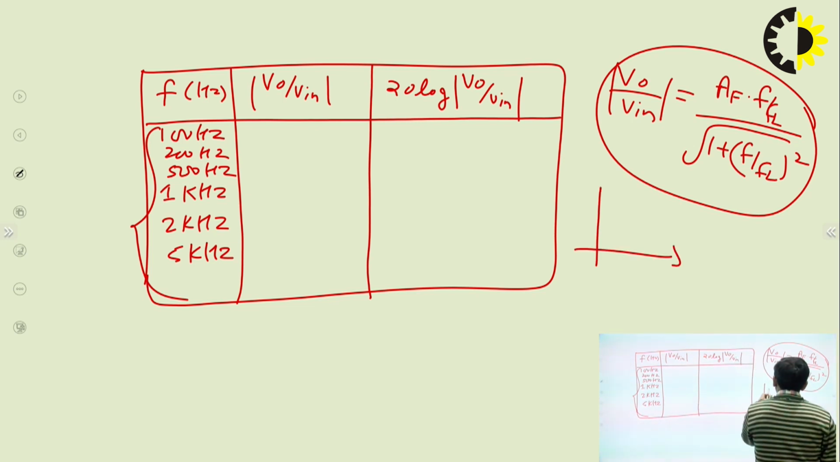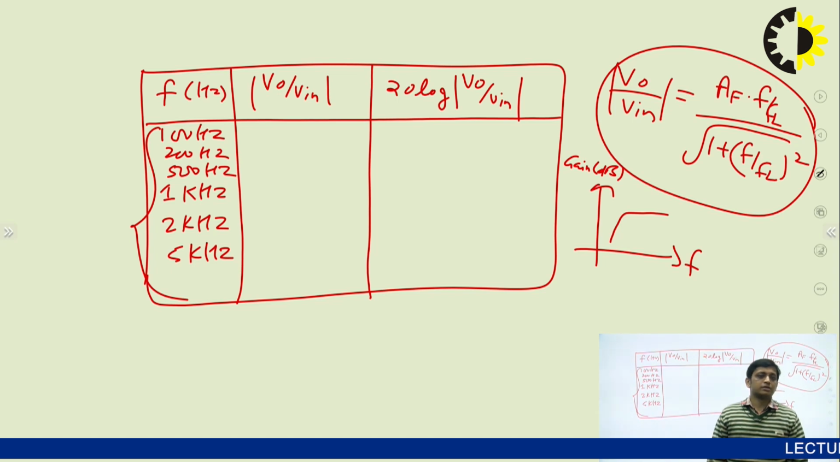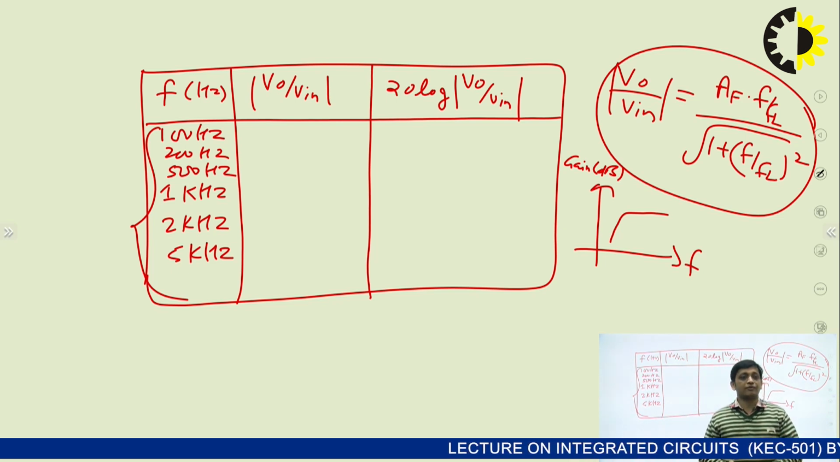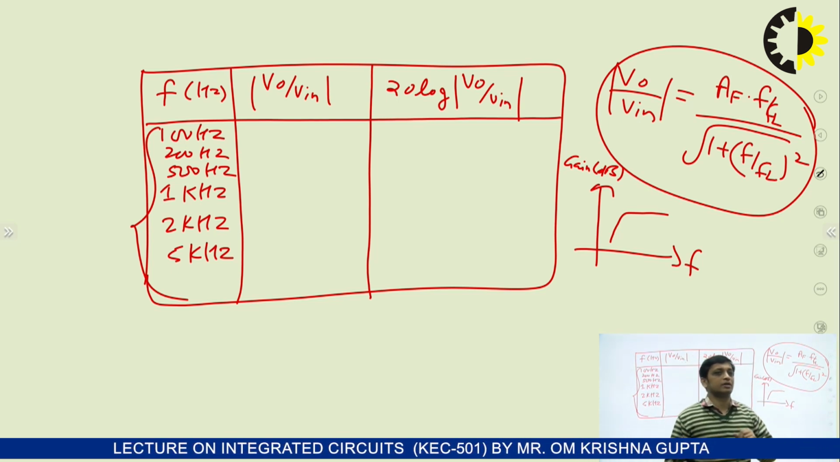And finally, you can draw the frequency response, that is the graph between frequency and voltage gain in dB. So when you join all the points, your graph will be like this. Fine, high pass response. So this is a numerical problem. You have to draw the frequency response in this numerical, although you know the frequency response graph, but you have to draw it with the help of this table, with the help of these calculations only, right?